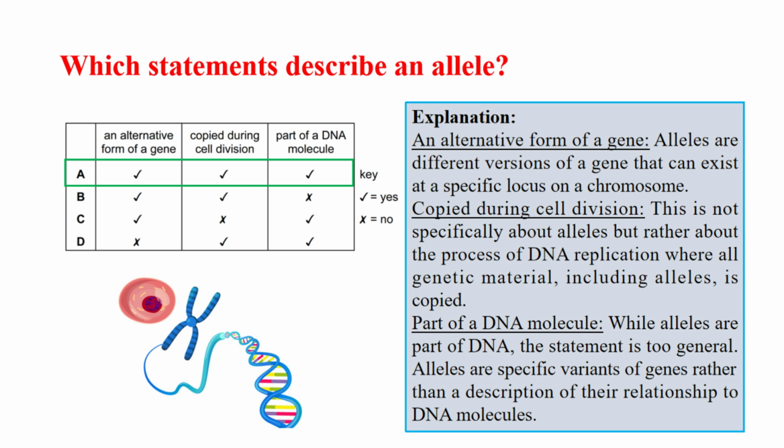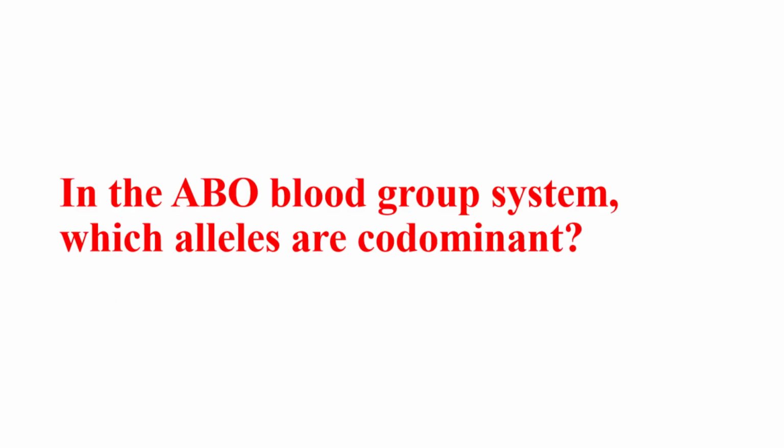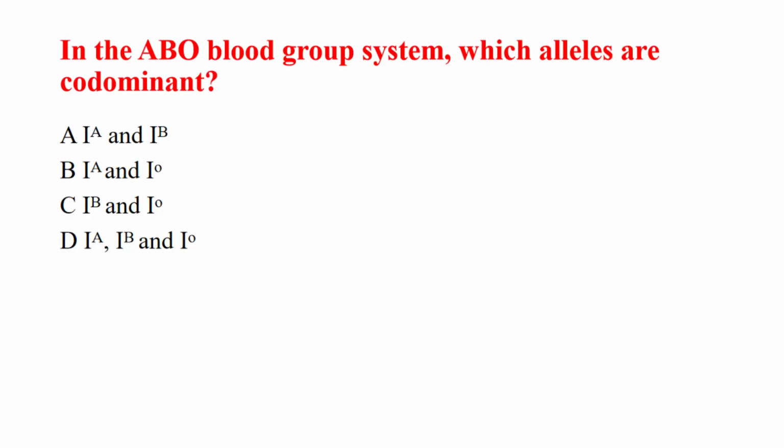Option B is close but not quite there because it claims alleles are not part of a DNA molecule, which we know isn't true. And as for options C and D, they miss out on key elements, making them incorrect. The next question is, in the ABO blood group system, which alleles are codominant? Is it A, IA and IB, B, IA and IO, C, IB and IO, or D, IA, IB, and IO?